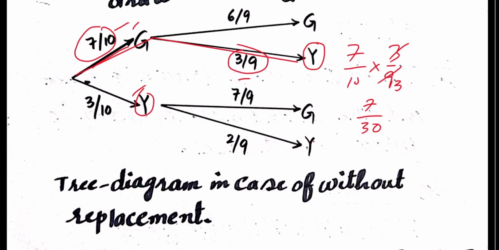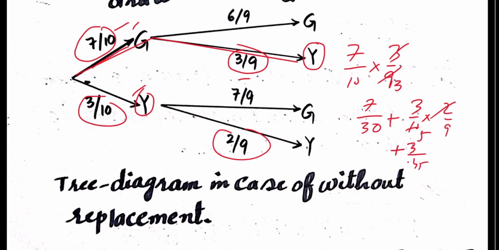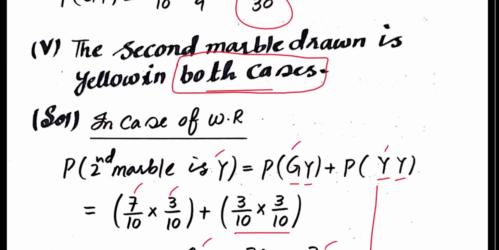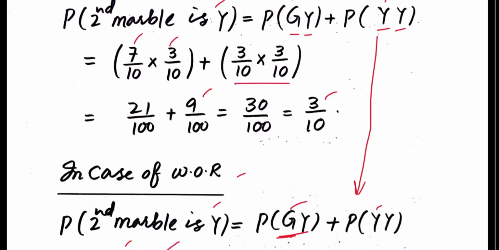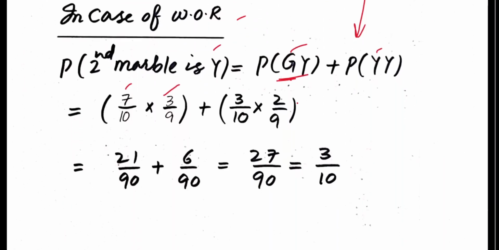And the second branch is yellow and yellow. 3 by 10 and 2 by 9. This is equal to 6 by 90, which is 1 by 15. So after the simplification, this is our answer: 3 by 10 into 2 by 9, 6 by 90. This is also 6 by 90. Take LCM. This gives 3 over 10.